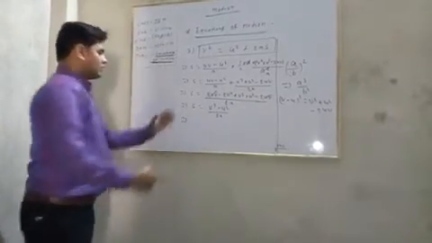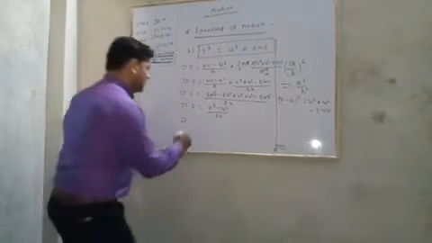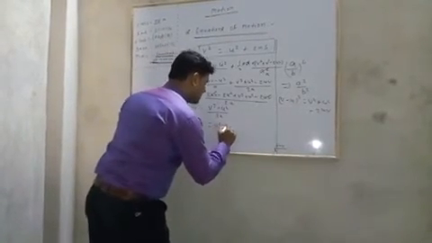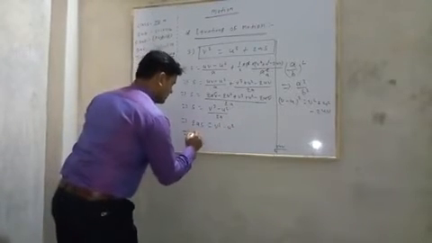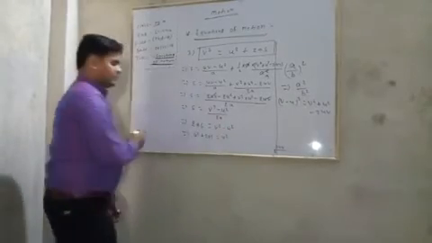2A will go on the LHS. Then it will be multiplied by S. Then what will be the result? 2AS is equal to V square minus U square. So V square minus U square equals 2AS, equal to V square.